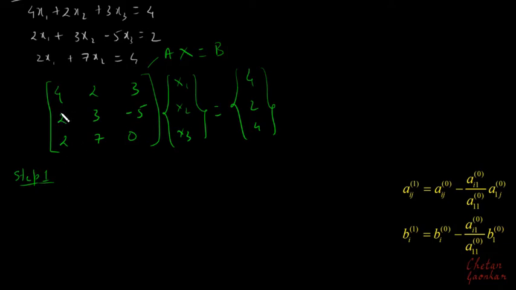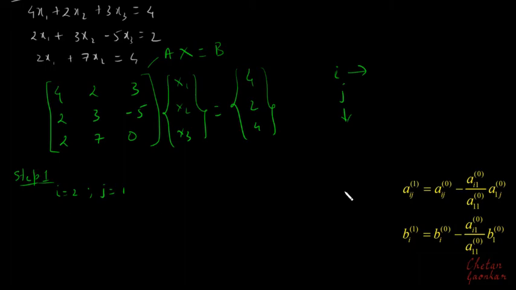Now since we are trying to eliminate the coefficients below the first coefficient, here our i and j value will be, i is the row number, and j is the column number. So for this, the row number is 2, right? For this i is 2, whereas j is 1.